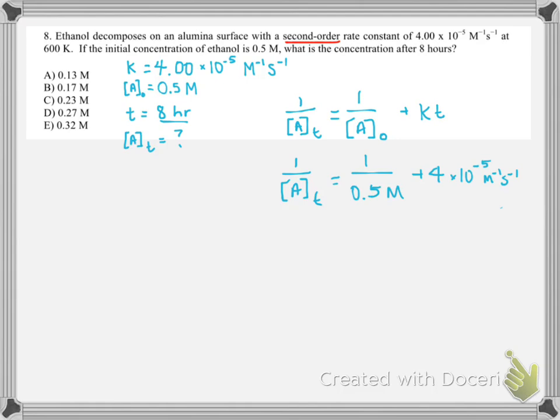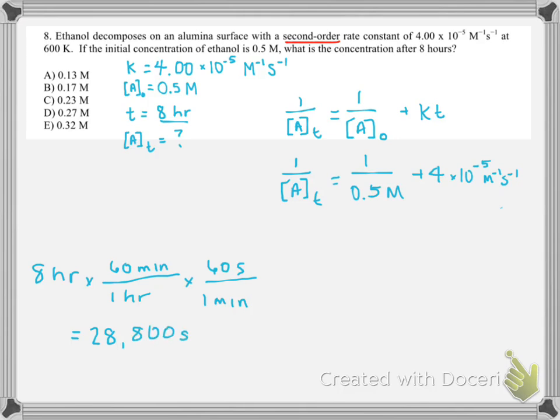And so we're going to do some dimensional analysis. So we have 8 hours. In 1 hour, there are 60 minutes. And then in 1 minute, there are 60 seconds. And this equals 28,800 seconds. And so this is going to be the T that we use in our integrated rate law.